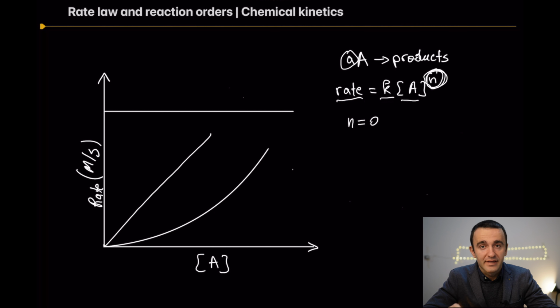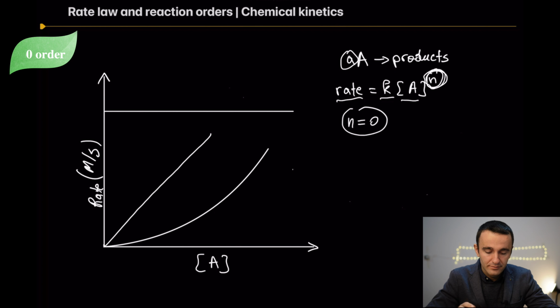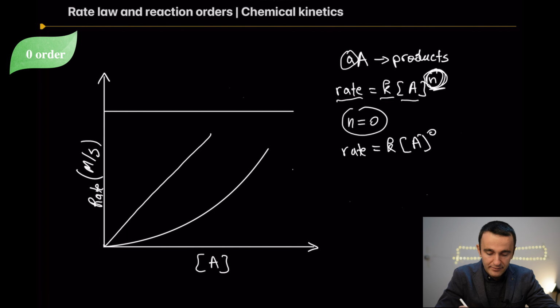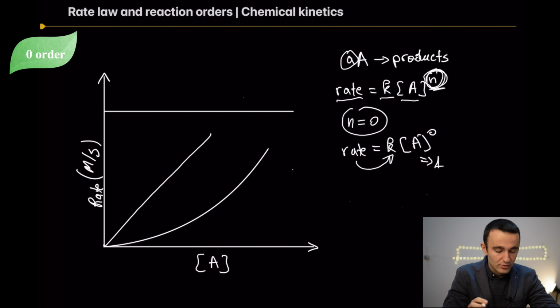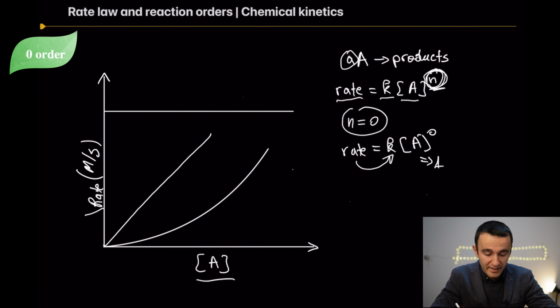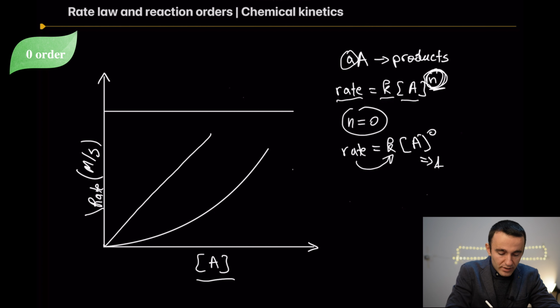There are three common reaction orders. The first one is zero order reaction, n equal to 0. So the rate is going to be k multiplied by the concentration of A to the power 0, because of this n here. We know that any number to the power 0 gives 1. So the rate is directly proportional to the constant. From this plot of the rate versus the concentration of A, we see that zero order reactions are independent of the concentration of the reactant. So it's going to be this line here. Rate is going to be equal to k.